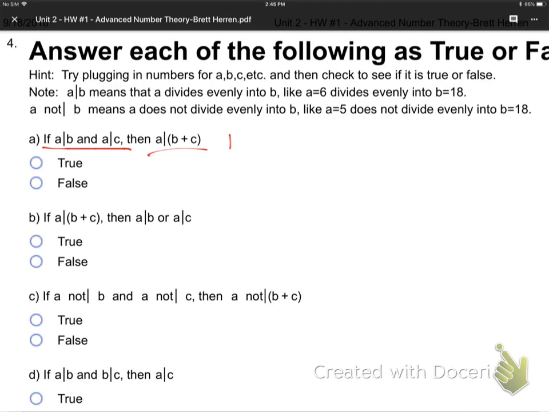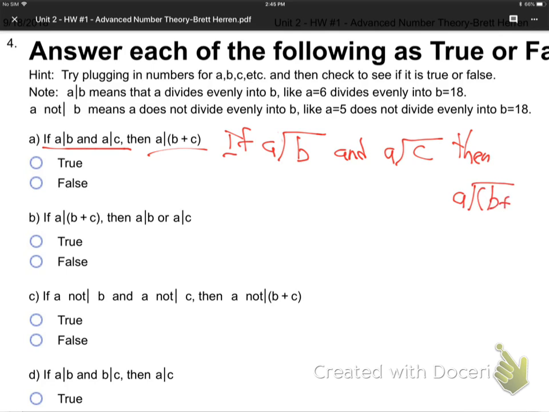Well, okay. So here, let me write it. If, a little bigger for you, if A, that means divides into, right? Remember those straight lines mean divides into evenly, right? If A goes into B evenly, and A goes into C evenly, then A goes into B plus C. Is that true?